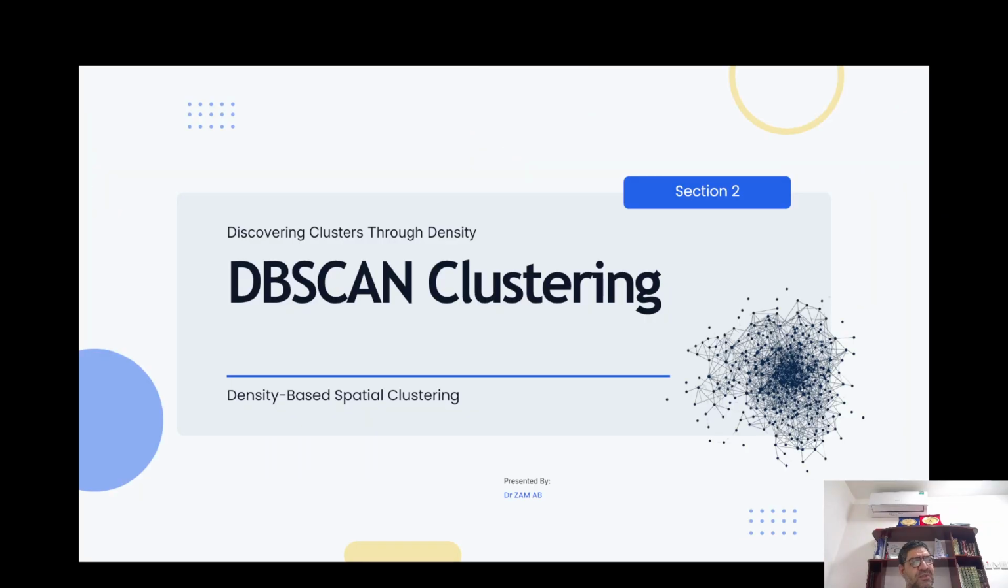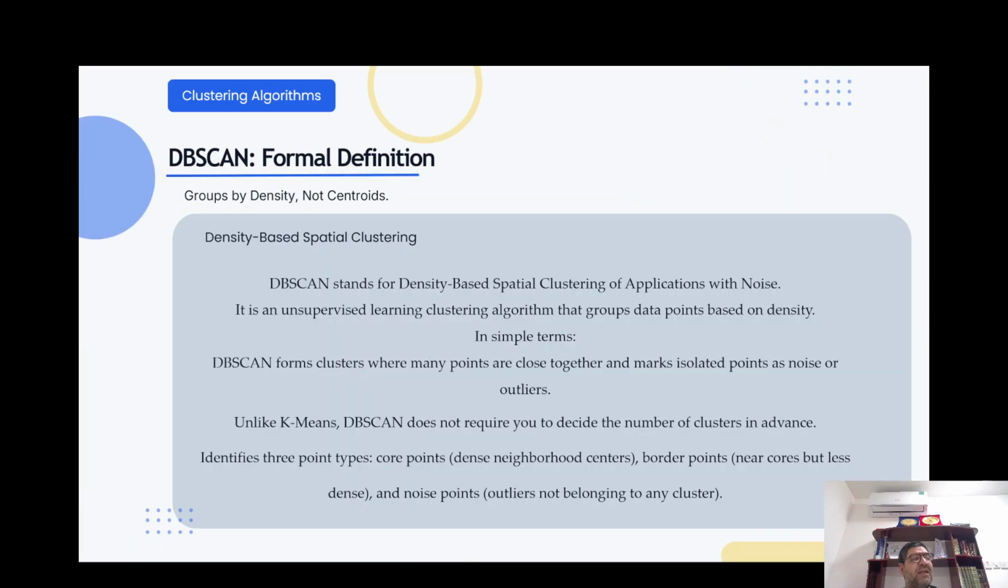So this was a brief recap of what we had discussed already. Now, for this particular part of episode 16, our topic of discussion is going to be DBSCAN clustering, density-based spatial clustering. This clustering is based on density. You will understand it, and we are discovering clusters through density. That's what DBSCAN is. How? We are going to understand that.